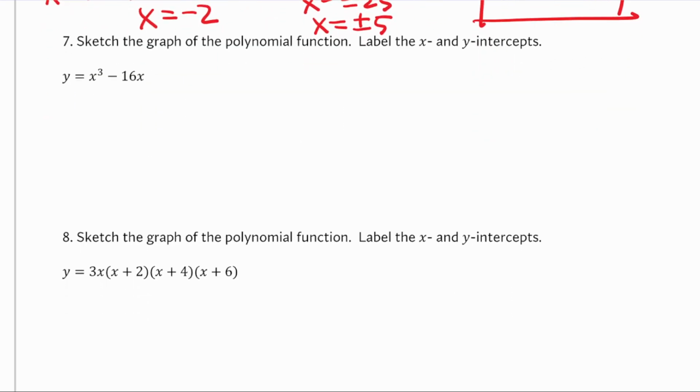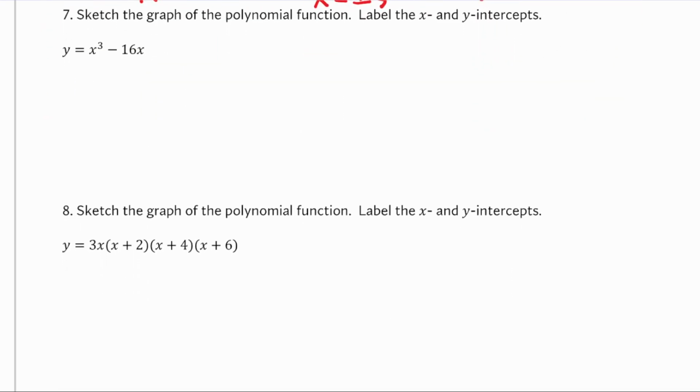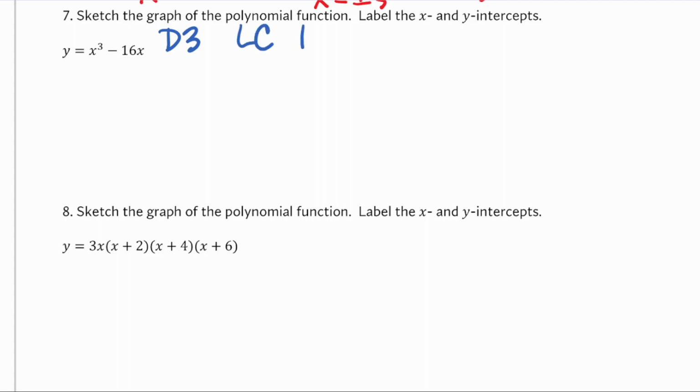Right. And these last two, we're just going to be sketching some graphs. Okay. So it starts with identify the degree and the leading coefficient. So we'll be able to do that. So I'm going to say, all right, degree is going to be 3. The leading coefficient is going to be 1. So this is an odd degree with a positive leading coefficient. It's going to look, at least in terms of its end behavior, like y equals positive x cubed.